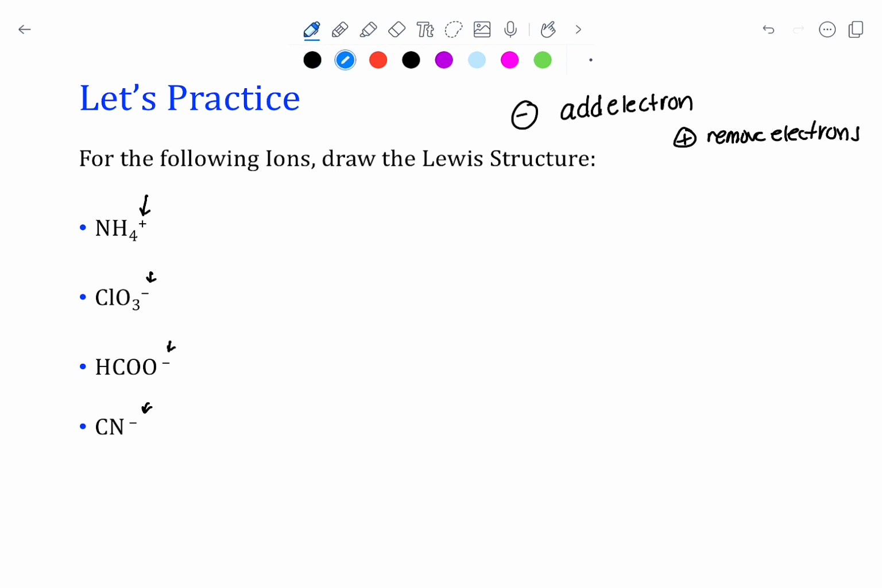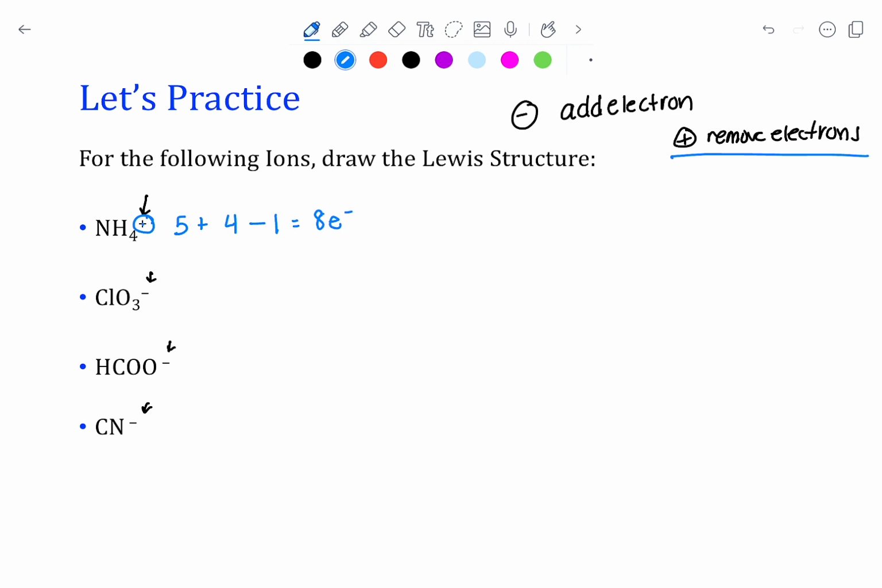For our first example, NH4+, we're going to count up our valence electrons as is. Nitrogen has 5. Hydrogen contributes 4, right? That's 1 times 4. And since we have a plus charge, it means we removed electrons. How many electrons did we remove? Well, there's no number next to it, so it's 1. So we subtract 1, and we get the total number of electrons in the structure as 8.